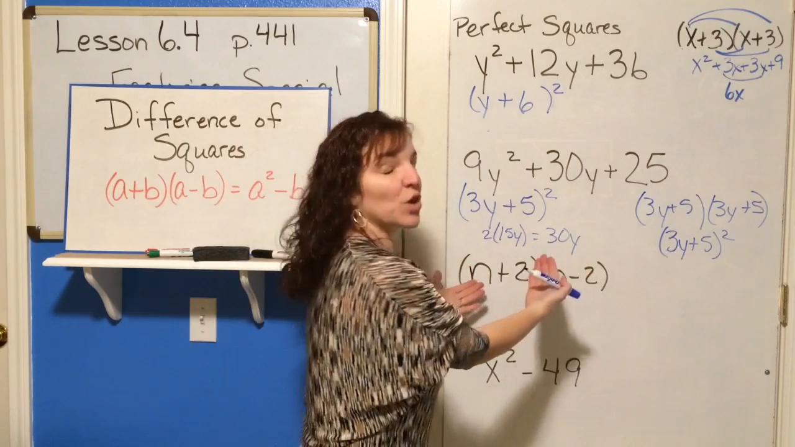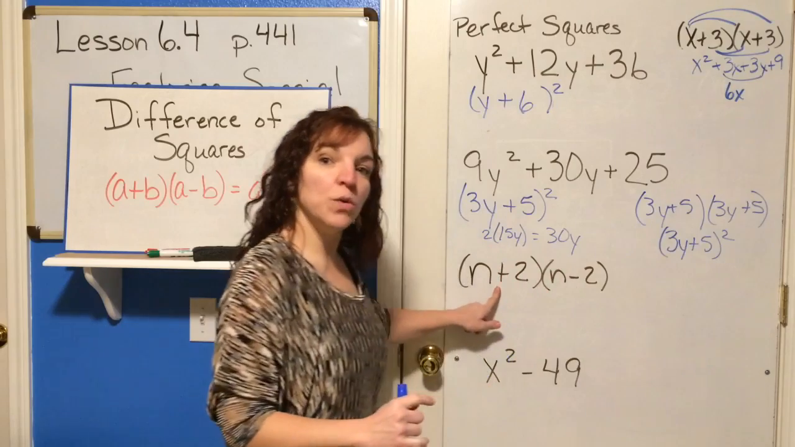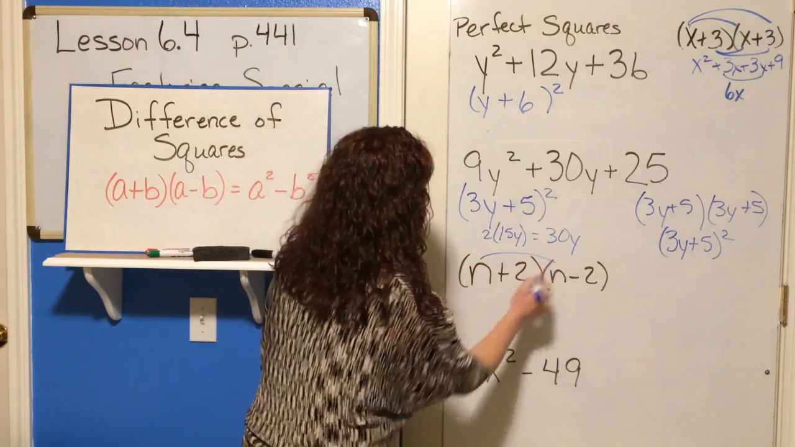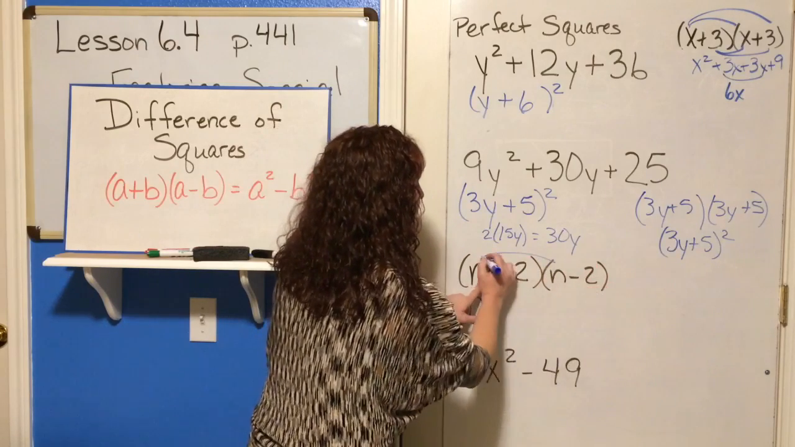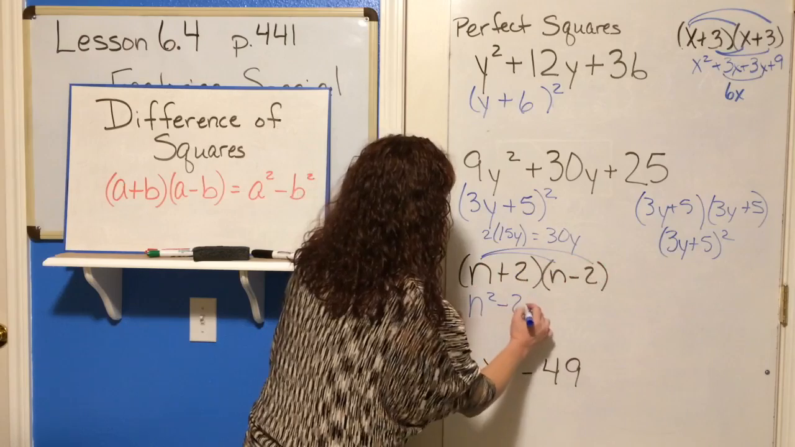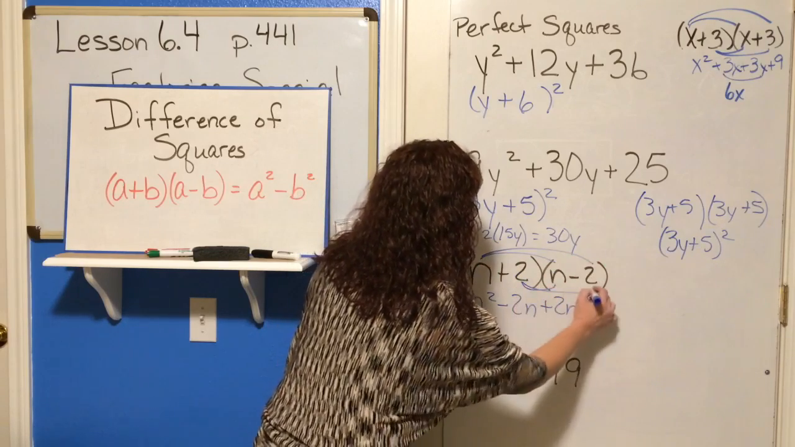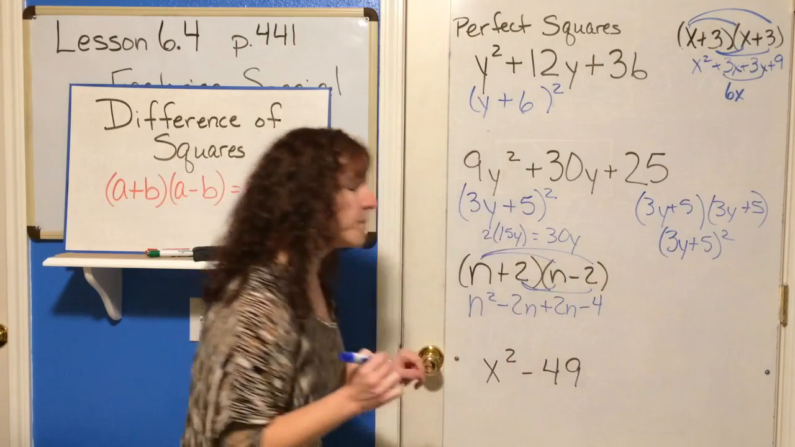So if these binomials are identical except for the sign in between the two, then what's going to happen is this. Watch. When you do your FOIL, first is n squared. Your outsides are n times negative 2, so minus 2n. Your insides are plus 2n, and your last terms are positive 2 times negative 2, which is negative 4.